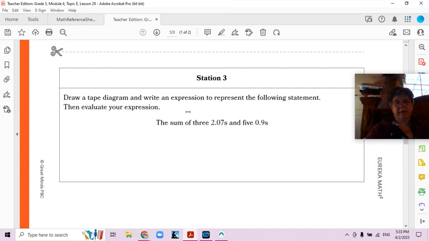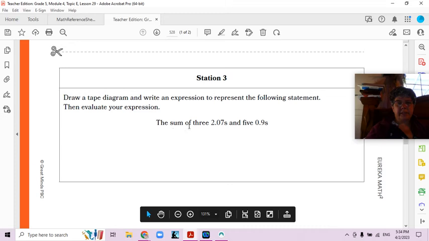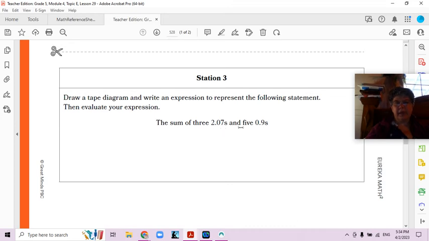Draw a tape diagram and write an expression to represent the following statement, then evaluate your expression. So now we have a word statement, and we're going to do the tape diagram and the expression, the number sentence, and then we're going to evaluate. Okay, the sum of 3 2 and 7 hundredths, and 5 9 tenths. Okay, so that S is there because there's 5 9 tenths and there's 3 2 and 7 hundredths.